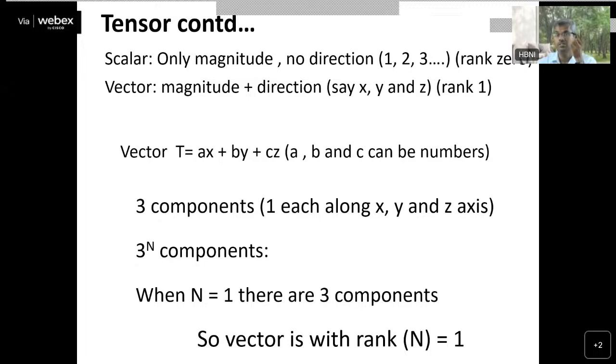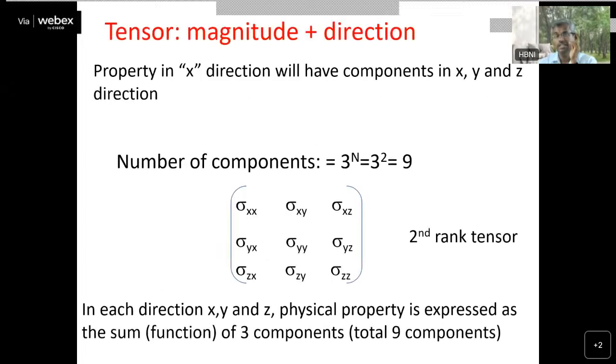So if you take a tensor of rank n, it has 3 raised to n components. For rank 1, that is 3 raised to 1, which is 3 components, as I mentioned in the case of vector T. There are only 3 components. But if the x component also has a contribution to the y axis and the z axis, then n becomes 2, so we get 9 components. That is called a tensor of rank 2.